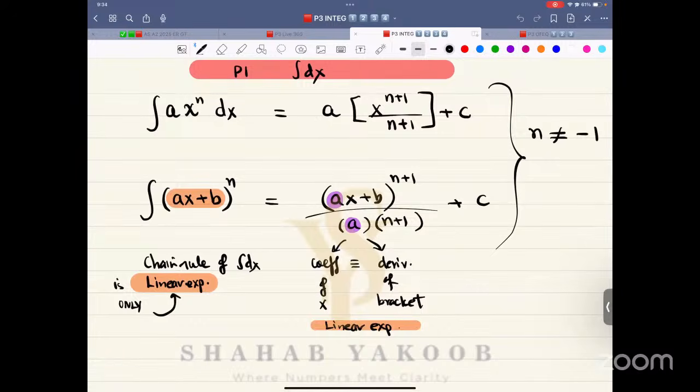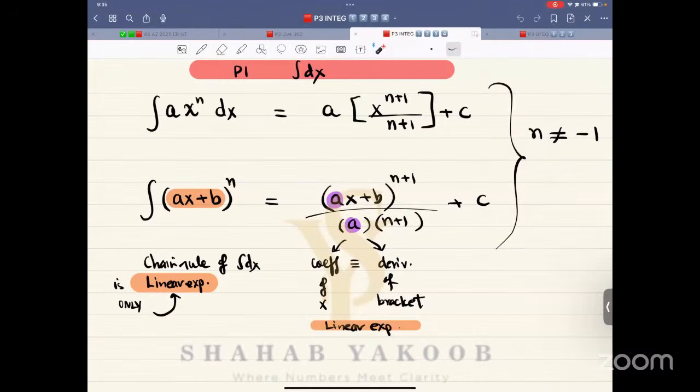That is this thing, that when we integrate something, we increase the power by 1. Basic integration of P1. We increase the power by 1. We divide by the new power. If there is a constant multiplying, that remains on the outside, plus a constant of integration C. So n could be any power, but n should not equal to -1. The chain rule of integration is only applicable for a linear expression. This rule is already there.